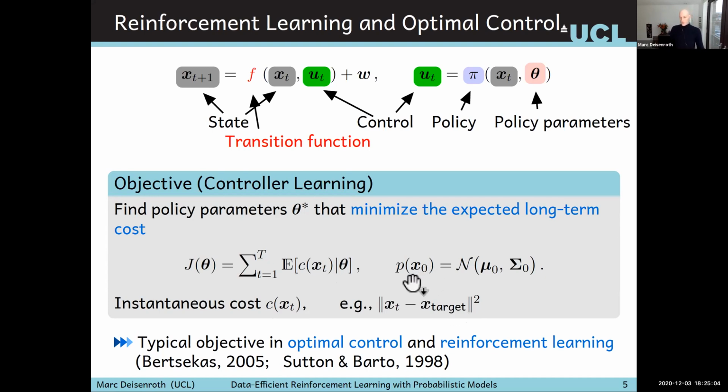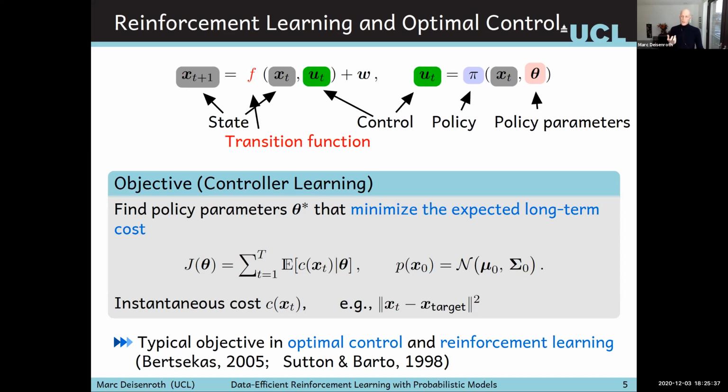And we also assume that the initial state is uncertain and is distributed according to a Gaussian distribution with mean mu0 and covariance matrix sigma 0. This kind of objective, minimizing an expected long-term cost, is a typical objective in optimal control, but also in reinforcement learning. And to me, optimal control and reinforcement learning are very similar frameworks or similar research areas.